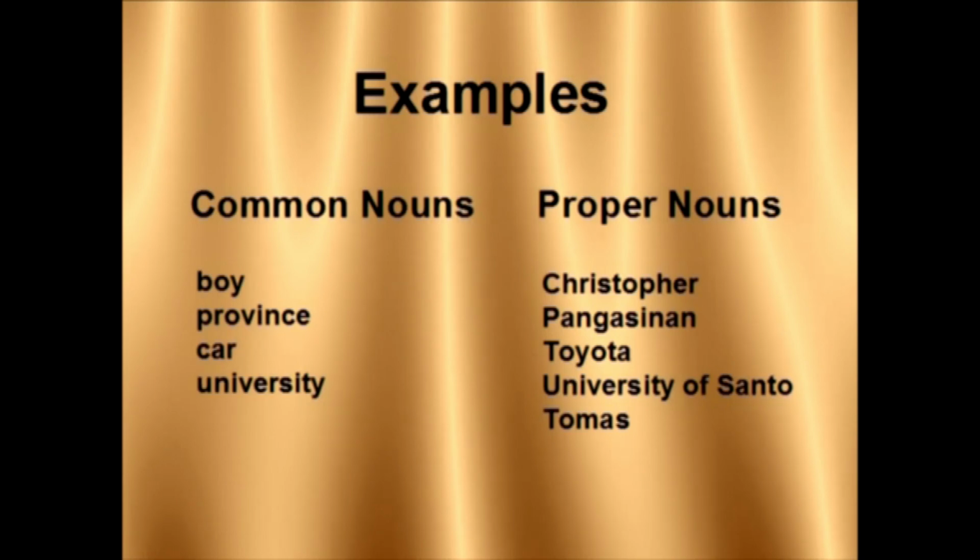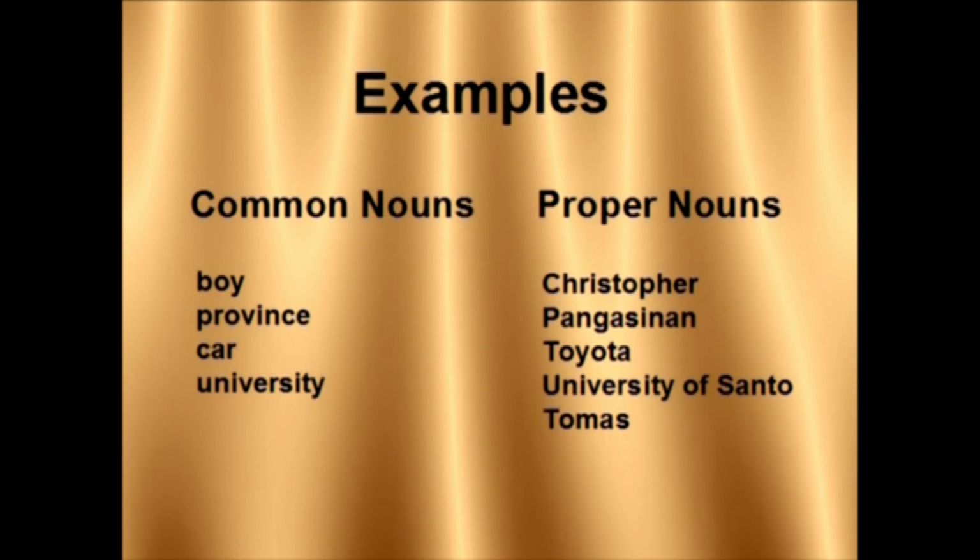Notice in the examples just given that the common noun boy can apply to any other boy, while the proper noun Christopher applies to one or a particular boy. Likewise, the common noun car applies to any other car, but the proper noun Toyota applies to a particular car. It is easy to recognize a proper noun because it always begins with a capital letter.